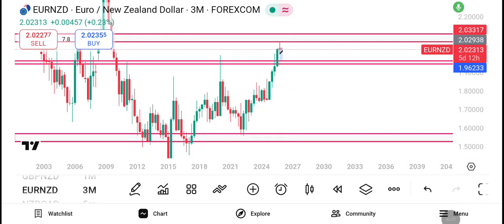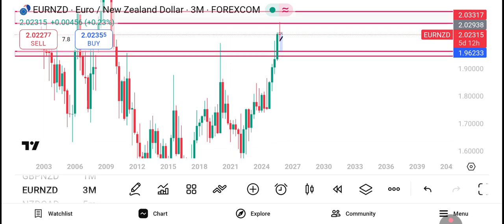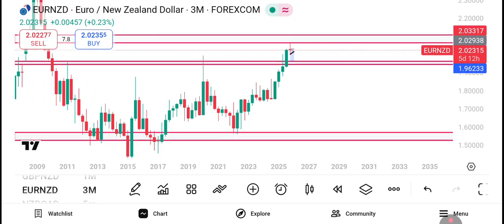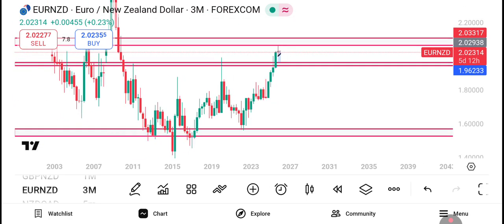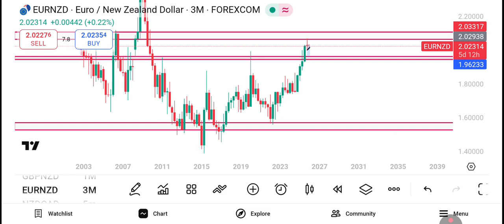This is Chuk Surface and we'll be taking on Euro NZD. So from this time frame, you notice this is an uptrend, as you can see from here.